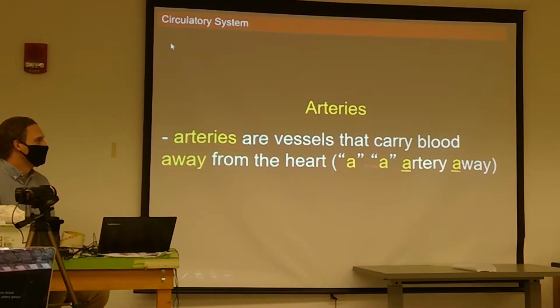And so the way that she did that, I think you said that your sister was a cheerleader? She was. She was. So she would be like A, away, to remember that arteries carry blood that's away from the heart. You gotta cheer, you gotta do the hands and everything.